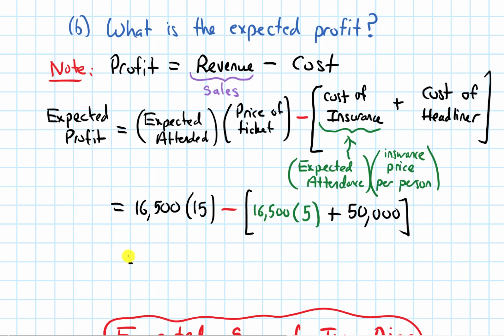Alrighty, and if we work out what this equals, we will end up getting 115,000. So I'll put a comma here. And the units of money in this question were dollars. So this is in dollars. That is the expected profit for the organizers.